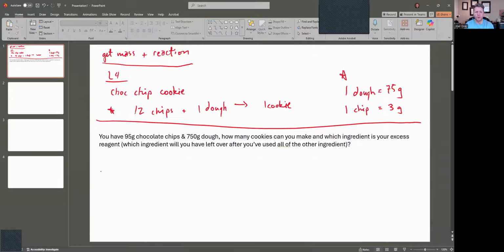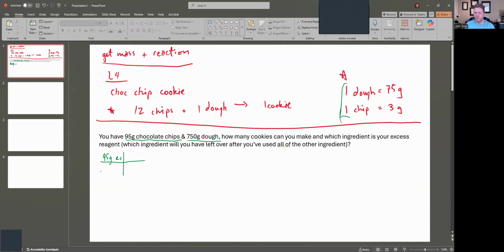So the first thing that I want to do is I'm going to look at my balanced chemical reaction. 12 chocolate chips plus 1 dough yields 1 cookie. I have 95 grams of chocolate chips and 750 grams of dough. I'm going to go to my reagents. What I need to do is say, all right, well, I have 95 grams. Well, how many chocolate chips does that give me? 95 g. I'm going to label it as CC.